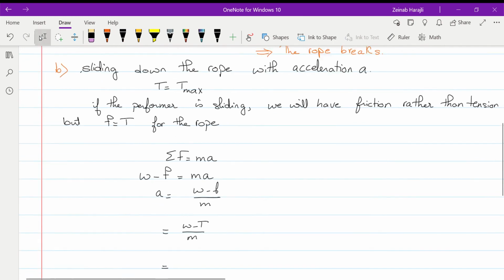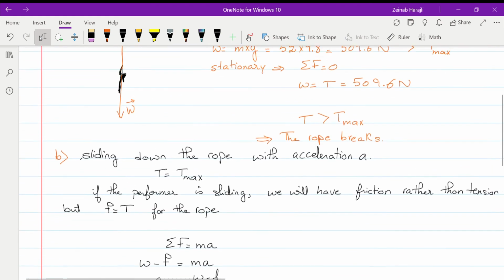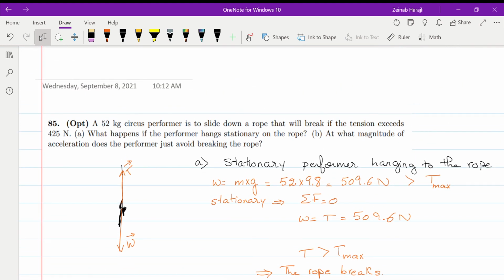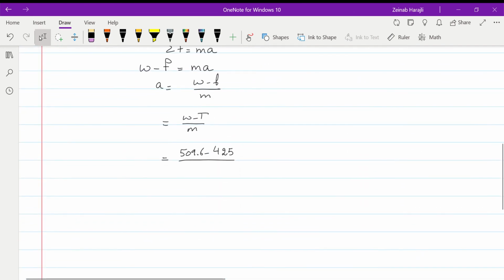So we will substitute the value of the weight, which we got previously, 509.6, while the tension is equal to just the maximum value, which we are given to be 425 newtons, while the mass of the performer was given to be 52 kilograms. And this will give us an acceleration value of 1.63 meters per second squared. So we have this magnitude of the acceleration, and it is downwards, of course.